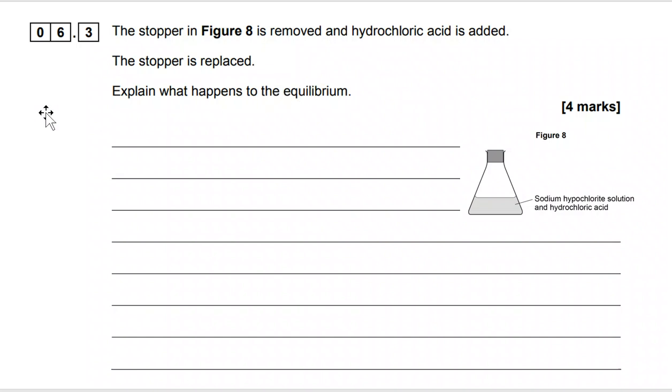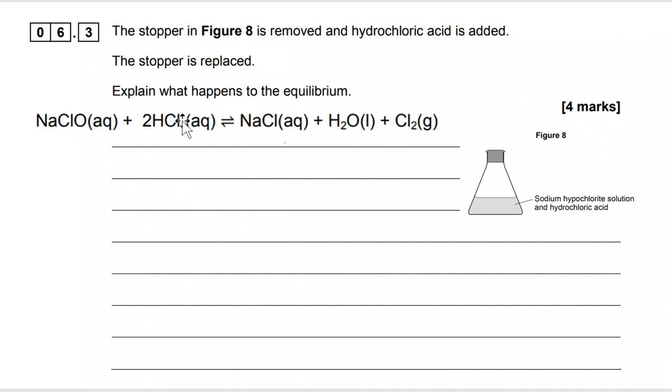On to 6.3, the stopper in figure 8 is removed and hydrochloric acid is added. The stopper is replaced. Explain what happens to the equilibrium. So, we need to look at the equation again that was provided in the question. We are adding more HCl. So the equilibrium is going to shift.